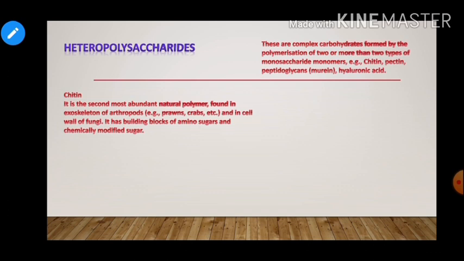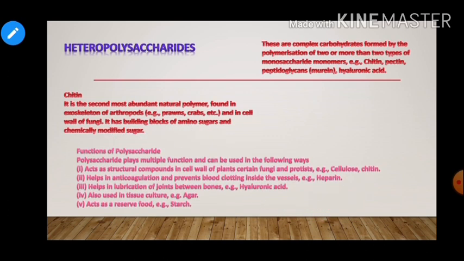Now let us talk about some of the important functions of polysaccharides. Children, polysaccharides play multiple functions and can be used in the following ways. The very first important function of the polysaccharide is that it acts as a structural compound. It acts as a structural compound because the cell wall of plants is made up of cellulose. Fungal cell walls and protist cell walls are also made up of cellulose and chitin. Right? So that is why it is one of the very important structural components.